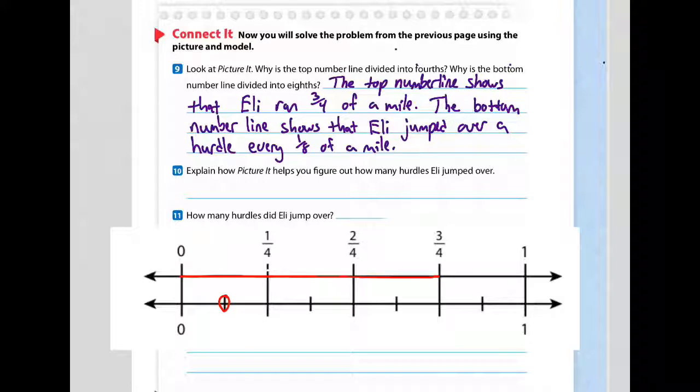Here he jumped a hurdle, jumped another hurdle, jumped another hurdle, jumped another hurdle, jumped another hurdle. And they said at the 3/4 mark, he jumped his last hurdle. So every eighth is a hurdle. That's all you're doing there. Okay, so now the question says, I'm going to erase my red. Explain how picture it helps you figure out how many hurdles Eli jumped over. And remember, you do not need to have my exact words.